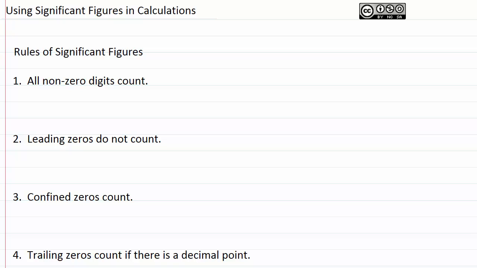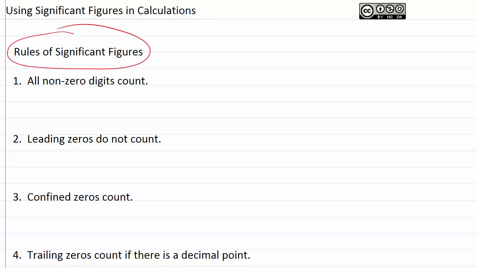All right, let's talk about significant figures, both determining the significant figures and using those significant figures in calculations. Remember that significant figures come from measured values, not conversion factors necessarily, or exact values.